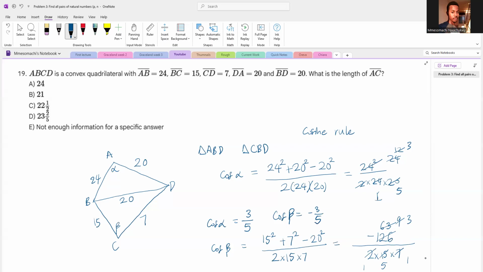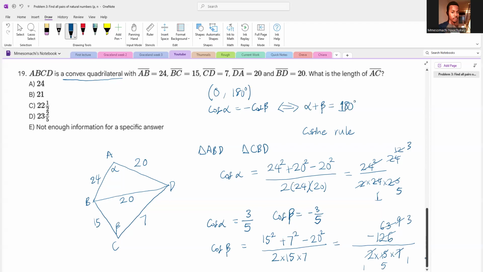Now we have cosine alpha and cosine beta of opposite signs. This is a convex quadrilateral, so no reflex angles, which means the angles are in the range 0 to 180 degrees. But cosine alpha is equal to negative cosine beta. Given the range, this is possible if and only if alpha plus beta is equal to 180 degrees.